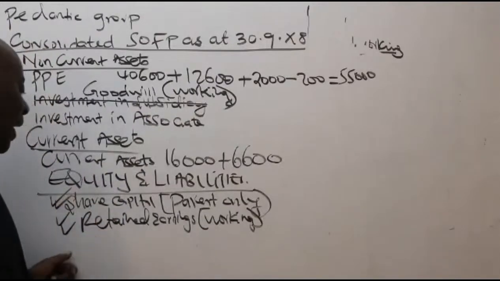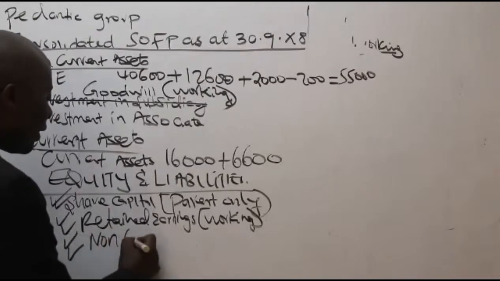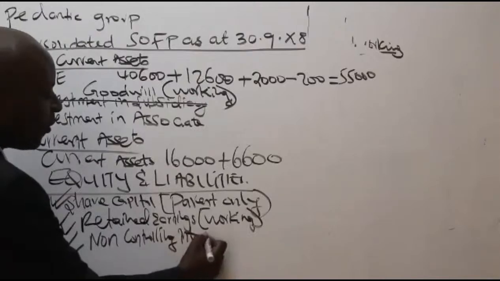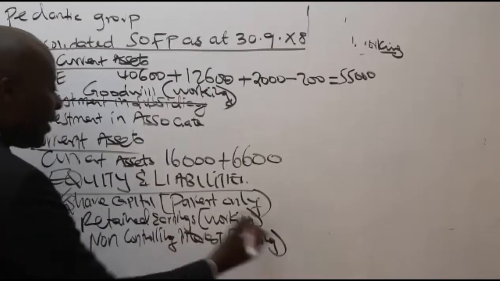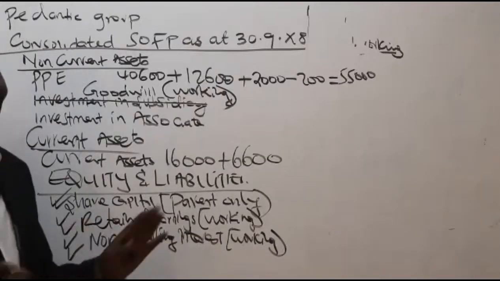So after retained earnings, there is one equity component that everybody forgets. What we call the non-controlling what here? Interest. This is an equity component that so many people forget. Again, I'll write for them a working. If I get time, I'll do the workings. If I don't get time, I'll leave it.